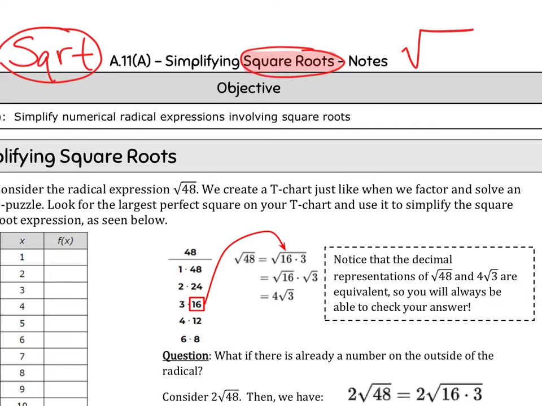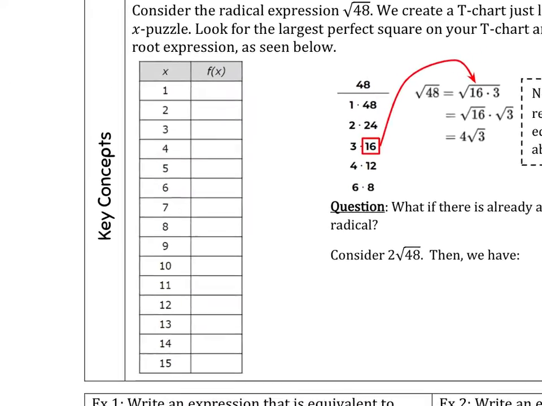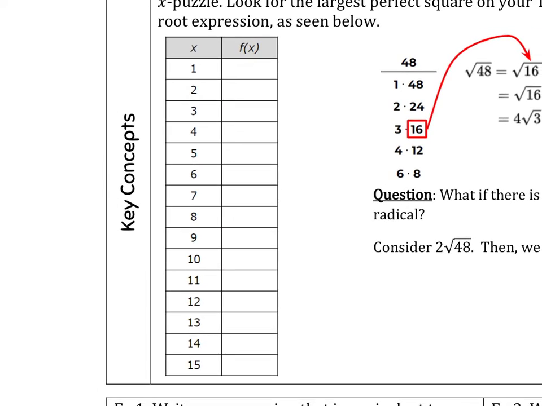Before we really start talking about square roots, I want us to make a chart of perfect squares. So right now we're going to do x and f of x equal to x squared. All that means is I want you to square the number in the first column. So what is 1 squared? 1. What is 2 squared?